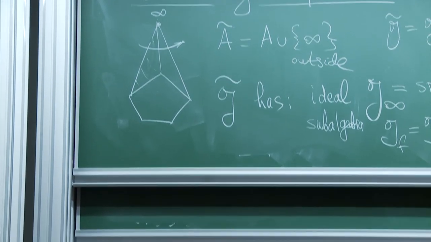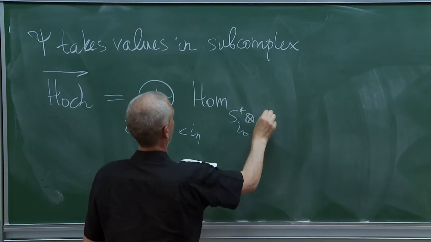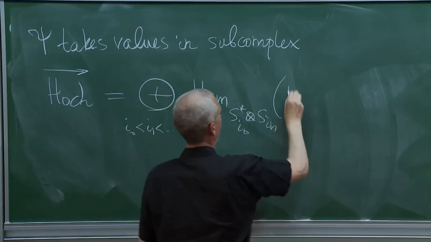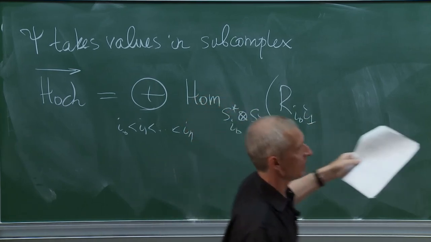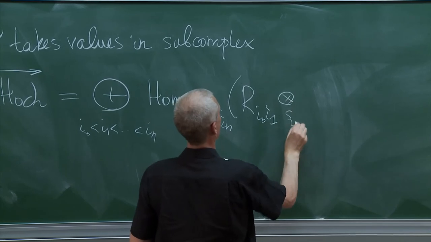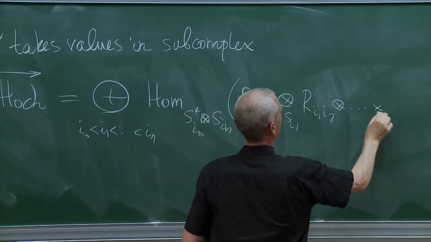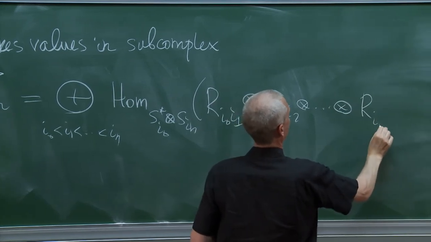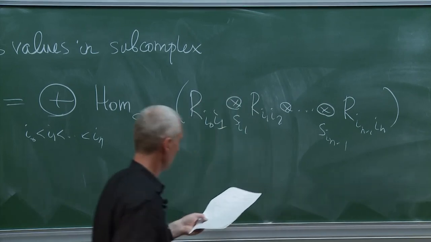So we have Hom over S_{I0}, star tensor S_{In}. Here I have R_{I0 I1}, which refers to this triangular structure, tensor S_{I1} R_{I1 I2}, tensor R_{I_{n-1} I_n} over S_{I_{n-1}}.